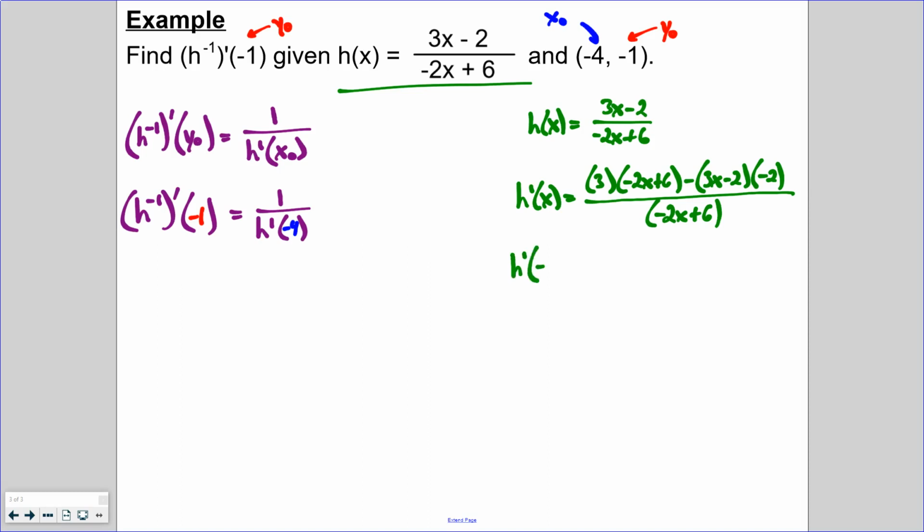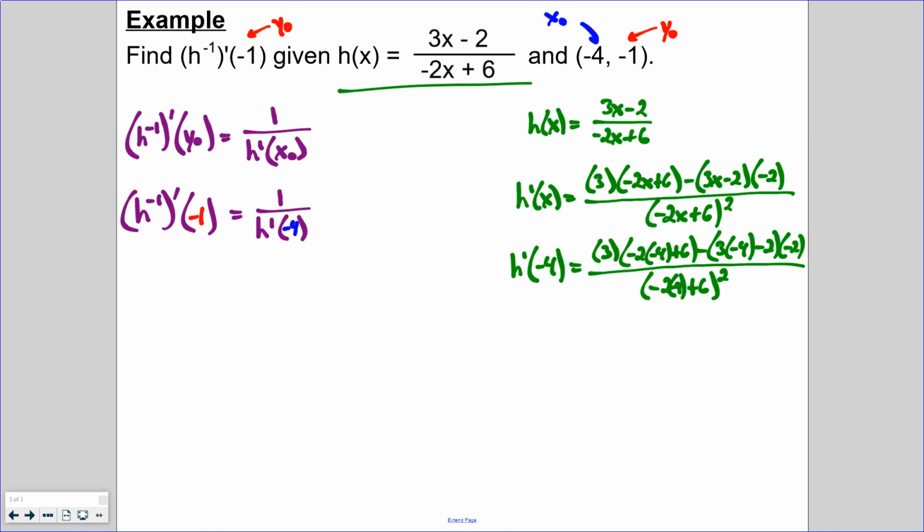So h prime of negative 4 is going to be 3 times negative 2 times negative 4 plus 6 minus 3 times negative 4 minus 2 times negative 2. And then that is all over negative 2x plus 6. And I totally forgot to square it up here. I believe I said it, but quotient rule always squares the denominator, so we can fix that here. And I forgot to plug negative 4 into the x value in the denominator because I was caught up on that squared. And this is how mistakes are made.